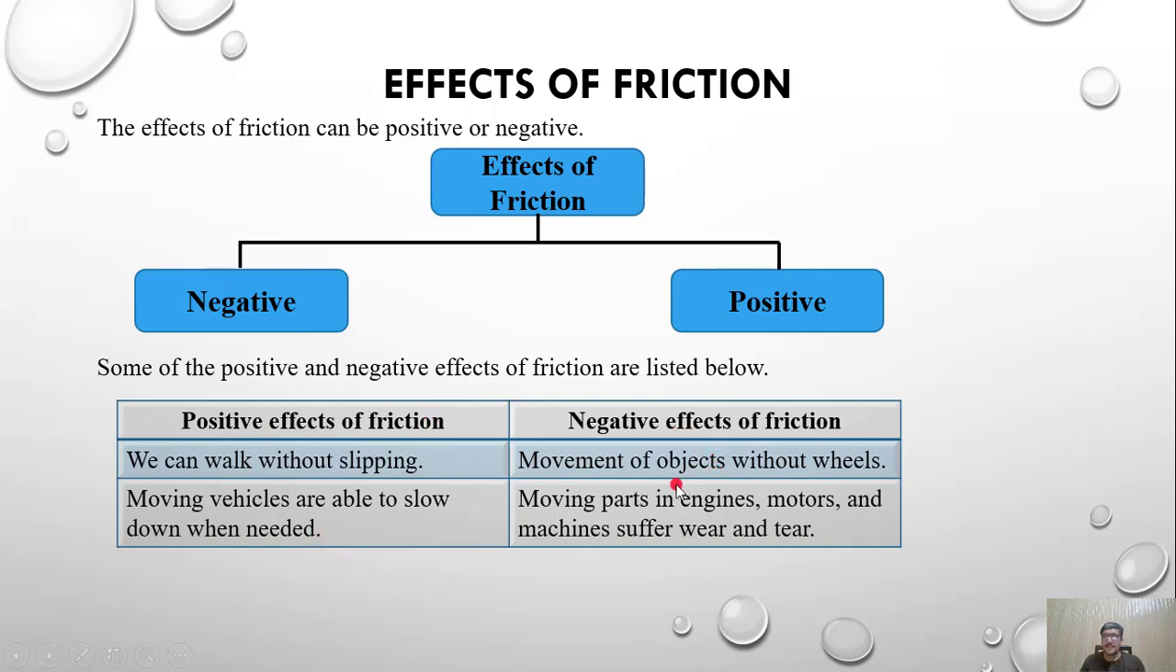Negative effects of friction: movement of objects without wheels. If wheels are not present under some objects, what will happen? It is very difficult to move those objects. Friction will be more there, and we need to apply more force to move such objects. So here the friction is having a negative effect. Moving parts in engines, motors and machines suffer wear and tear. So a negative effect occurs in such moving parts.